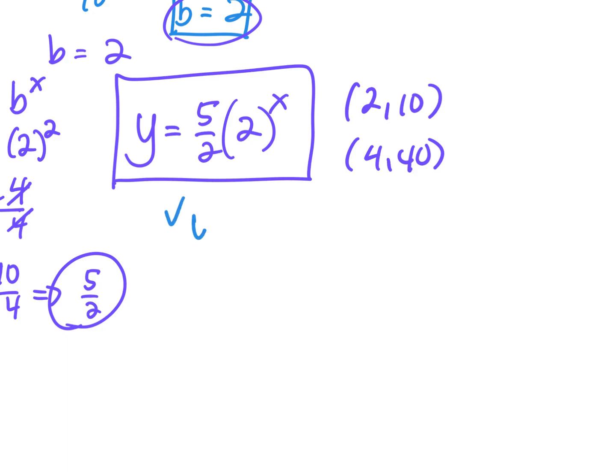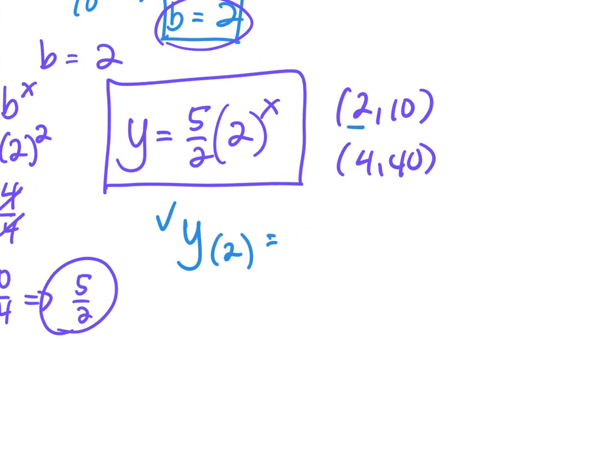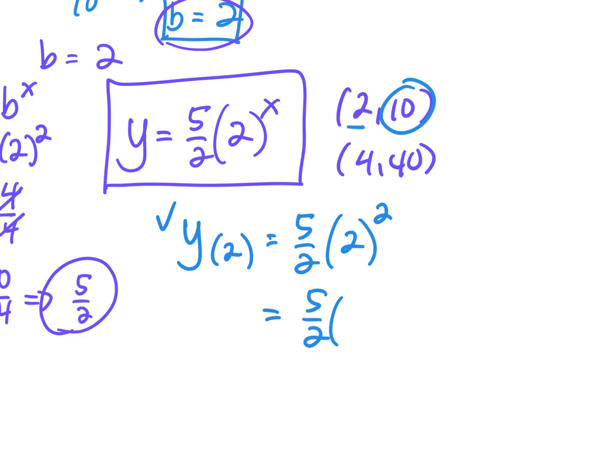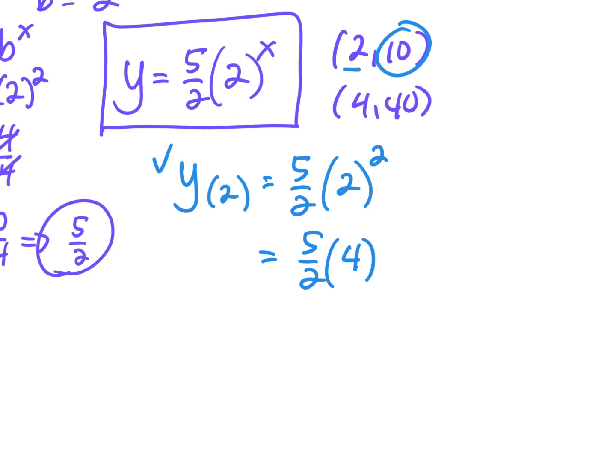Substitute it. y of 2 here is going to give you 5 over 2 times 2 raised to 2, because my x is 2. Okay, I should come out with this value. So 5 over 2, and 2 raised to 2 is going to be 4. And this is going to give you 20 over 2. And 20 over 2 is 10. Therefore, the coordinates 2, 10 is correct.